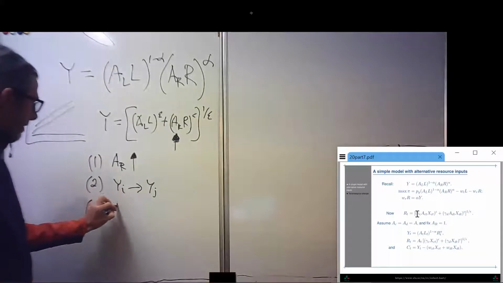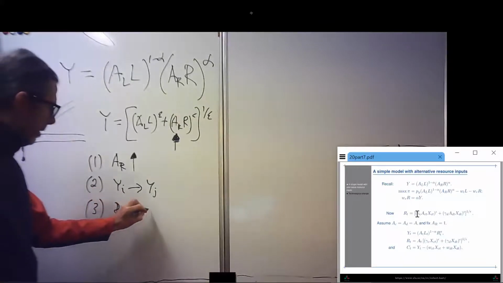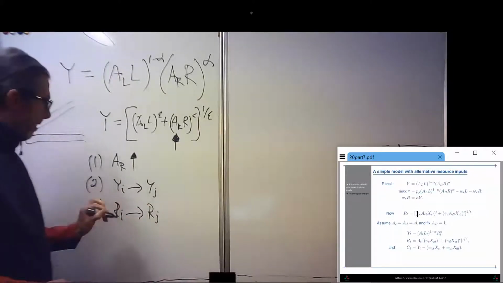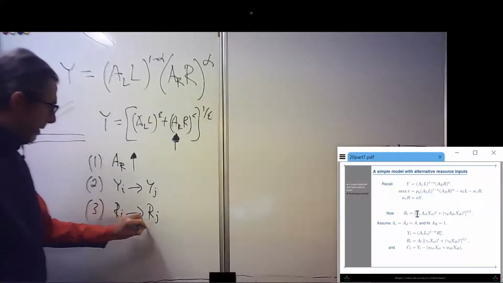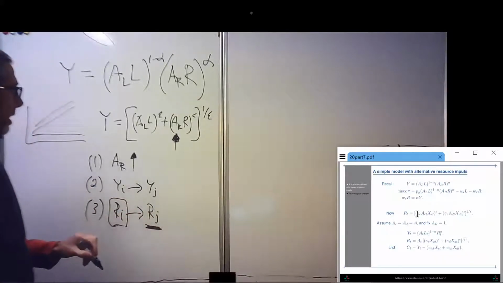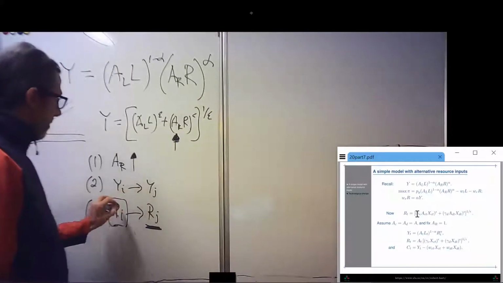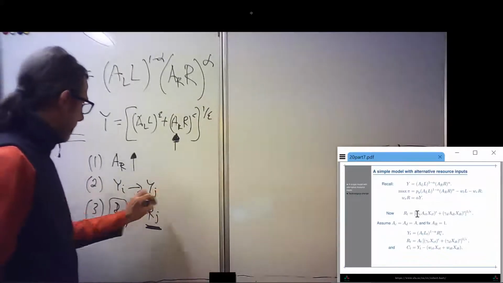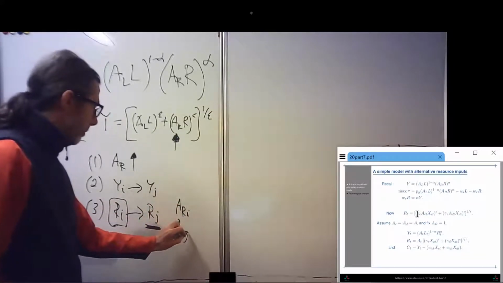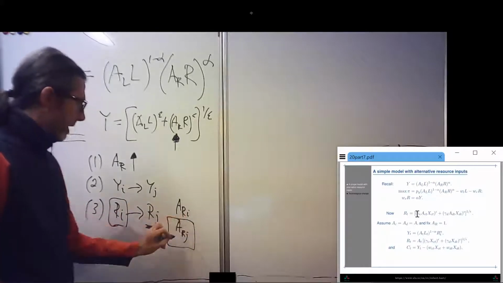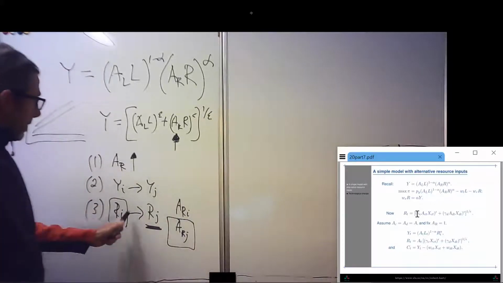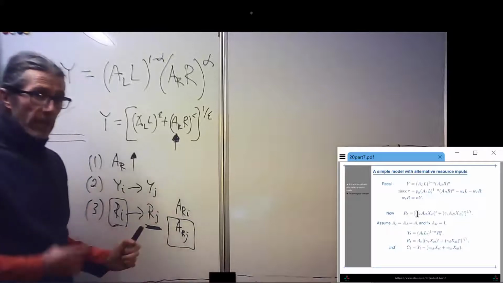The third one was we could switch from Ri to Rj. This is different resources. If this one's getting scarce, we could shift to this one. And then he also says, well, maybe the point is then that we're really good at using Ri. ARi is high, but ARj is maybe low. So if we want to shift to Rj, we're also going to have to raise this.